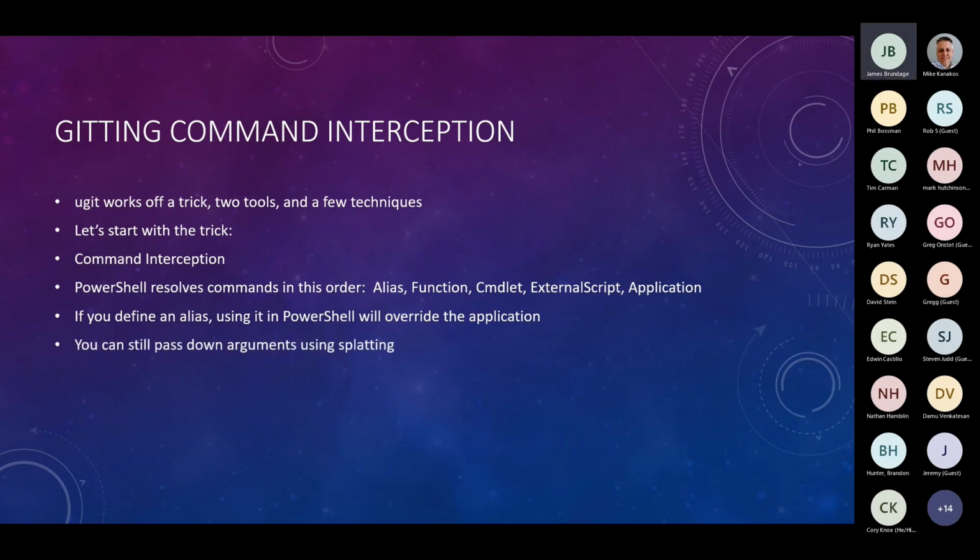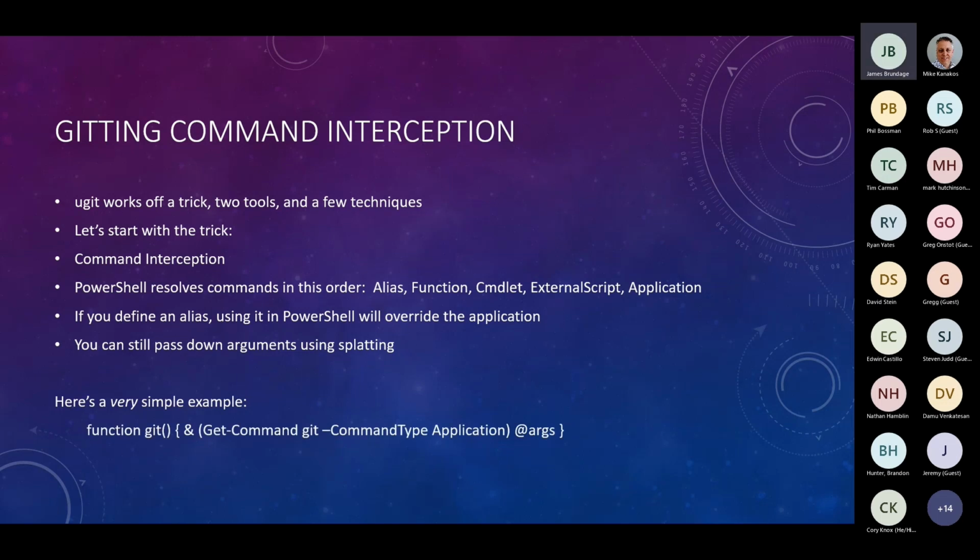So you can still pass down the arguments using splatting. And again, I'd do a show of hands, but it's a virtual group. Splatting is this great little technique to pass down arguments. You can take a collection, either a dictionary of named arguments or a list of arguments, and pass them down. So here's a very, very simple example of what this trick can be.